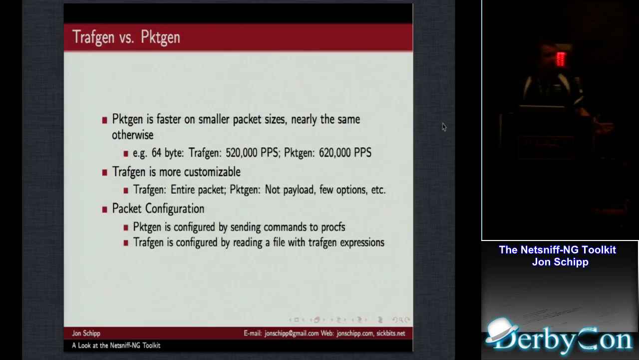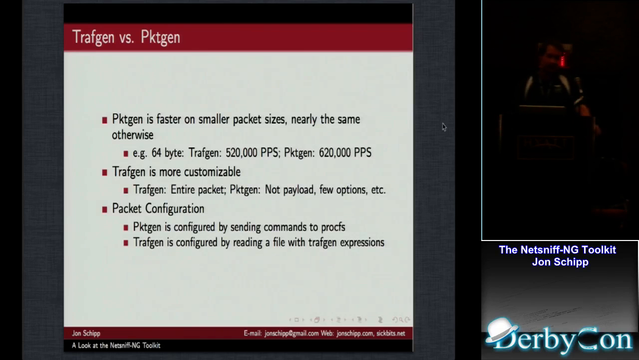But let's take a quick look and give a quick overview of each one. So pktgen is typically faster on small packet sizes and nearly the same otherwise. Trafgen is not quite as fast on the smaller sizes, like 64 bytes and 128 bytes. But as the size rises, it's much easier to generate traffic, because it is hard to generate small packets at a fast rate. And here's an example. On a 64 byte, on one of my tests, I was generating 520,000 packets per second. And pktgen during the same test was 620,000, so 100,000 more.